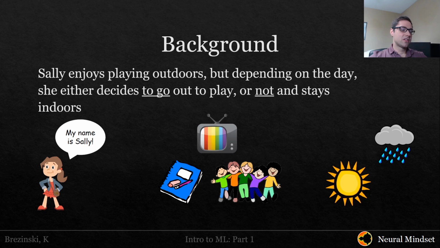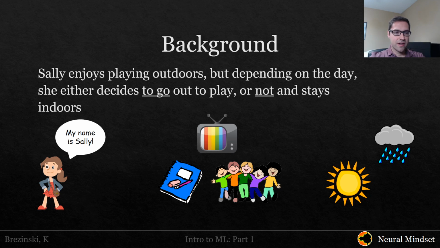Like any other girl that's 10 to 12, the decision to go out to play depends on a few factors. So for example, in the center here, we have a television, what looks to be a notebook, and some friends. So the television is just there to represent the idea that Sally's favorite show might be on at any given day, right? So when your favorite show's on, you're more likely to want to stay indoors versus go outside. The notebook is there to represent homework. So Sally has homework that she's in charge of. So it's during the school year. If she has homework, she's more likely to stay indoors.